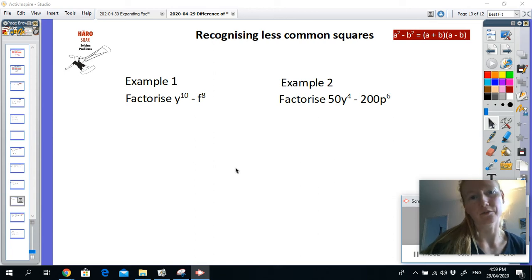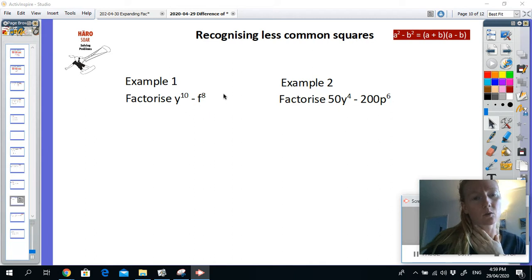Okay, so the last bit of the difference of two squares, we're just going to do a quick part on recognizing less common squares or less obvious ones. So the two examples that we have here, in example 1, we have y to the power of 10 and f to the power of 8.